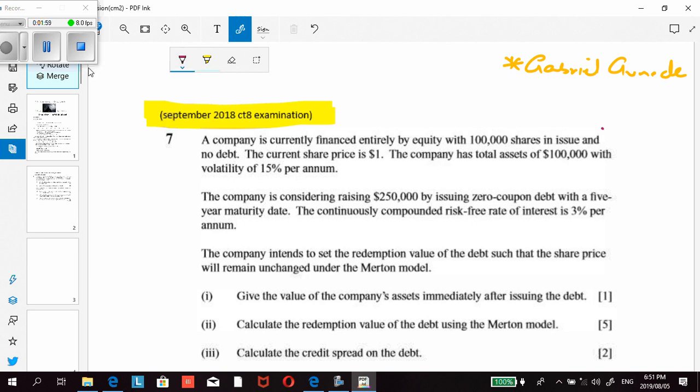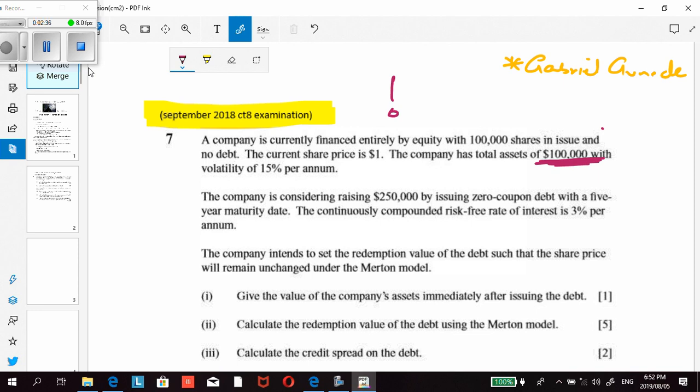They say the company is currently financed. So currently is at time 0. Financed entirely by equity with 100 shares in issue and no debt. The current share price is $1. The company has total asset of 100,000 with volatility of 15% per annum. So these are your total assets for now. But let's continue reading the question.